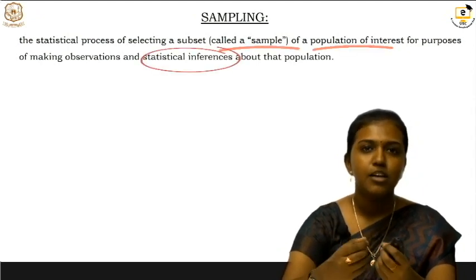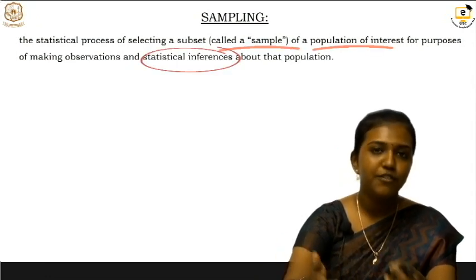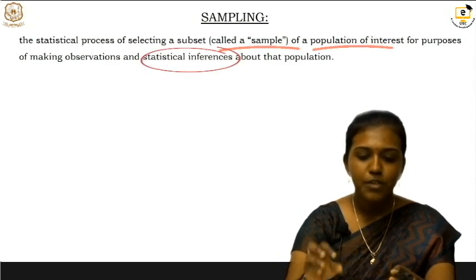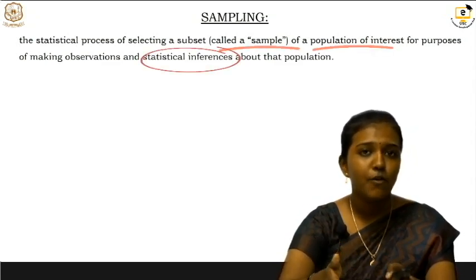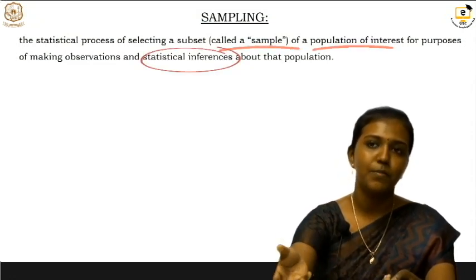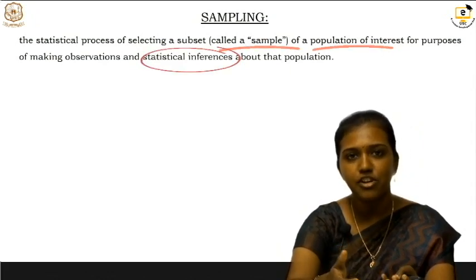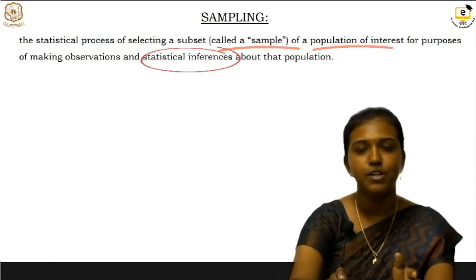For example, you are calculating the mean of students who score below 50, or the mean of students who score above 80. So you are making statistical inferences about the students, about their academic performance in a particular subject. In order to do that, from the population of interest, you select a particular sample so that it is finite in nature and you can easily conduct research. This process as a whole is called sampling.